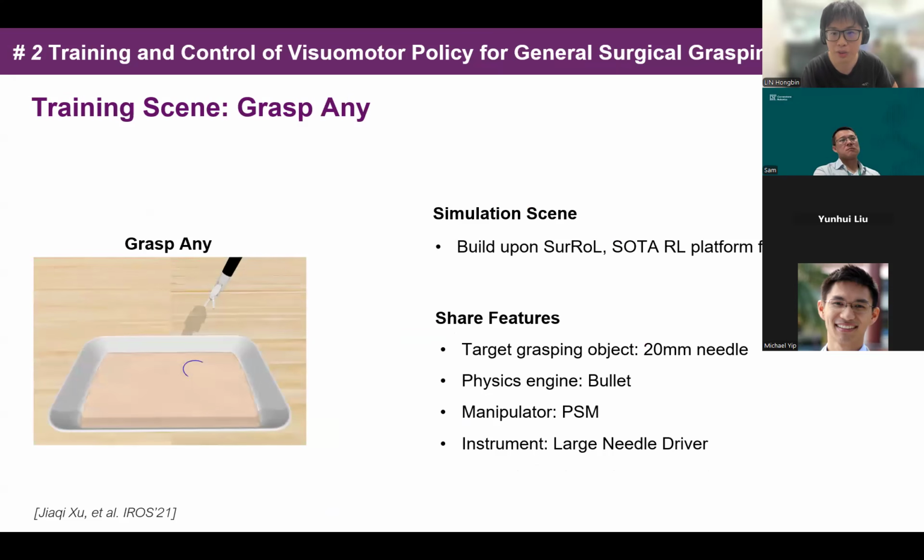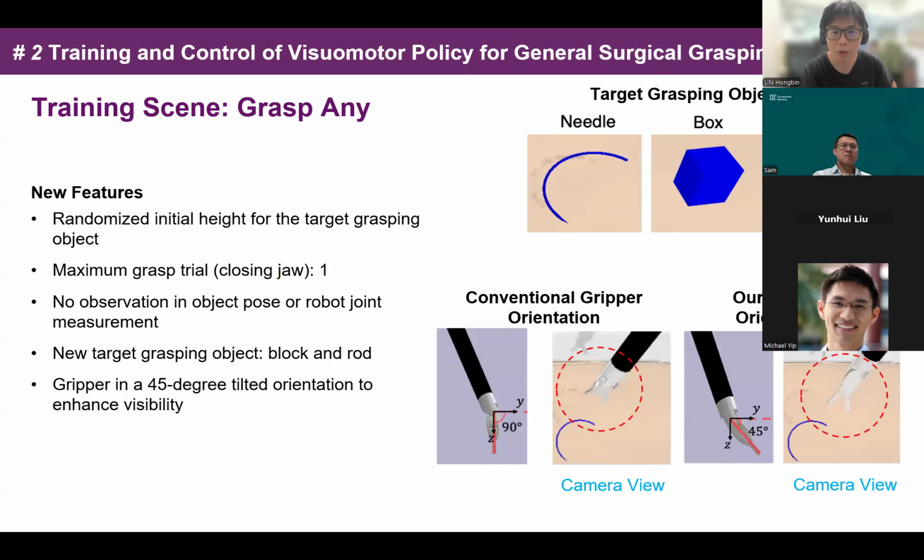Now we introduce the simulation training scene. We build our simulation on the SOTA platform called SoRo. We share the same features like needle picking, the physics engine, manipulator, and instrument. We also develop new features, including randomizing the initial heights of the target grasping object, limiting the maximum trials, and removing the sensitive measurement, and new target objects like the block and rod.